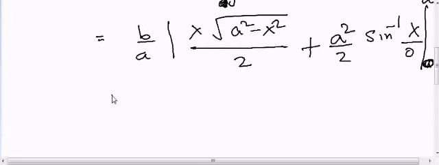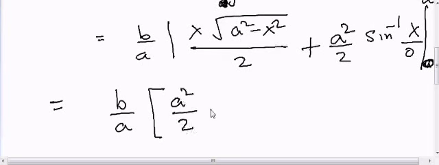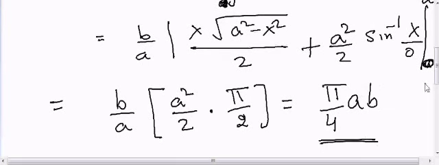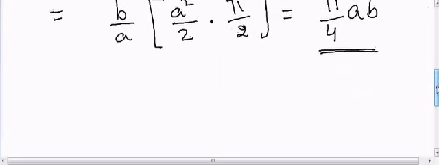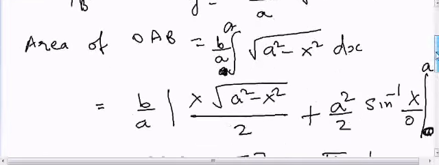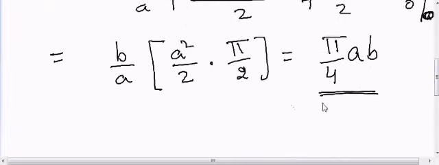Now we can solve this equation further and write b divided by a times a squared divided by 2 multiplied by pi by 2, and that will be equal to pi by 4 a b. So that is the area of one fourth of the ellipse. Because this is the area of the 1/4 part of the ellipse, if you have to calculate the area of the ellipse, then we multiply this by 4.